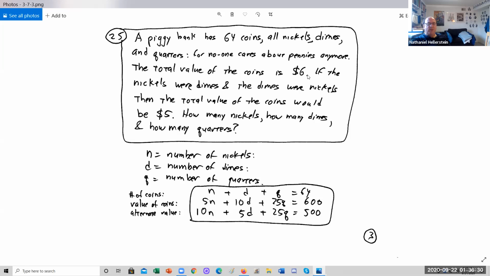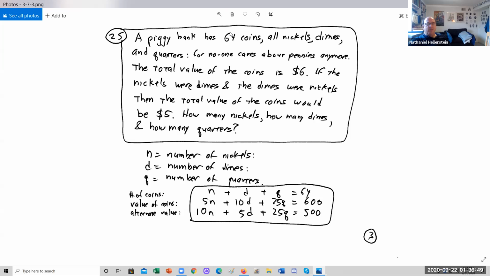Their total value is $6. There's 64 of them. And then they throw in this silly thing. If the nickels were dimes and the dimes were nickels, then the total value would be $5. How many nickels, how many dimes, how many quarters? So, okay, we give those numbers names. N for nickels, D for dimes, Q for quarters.